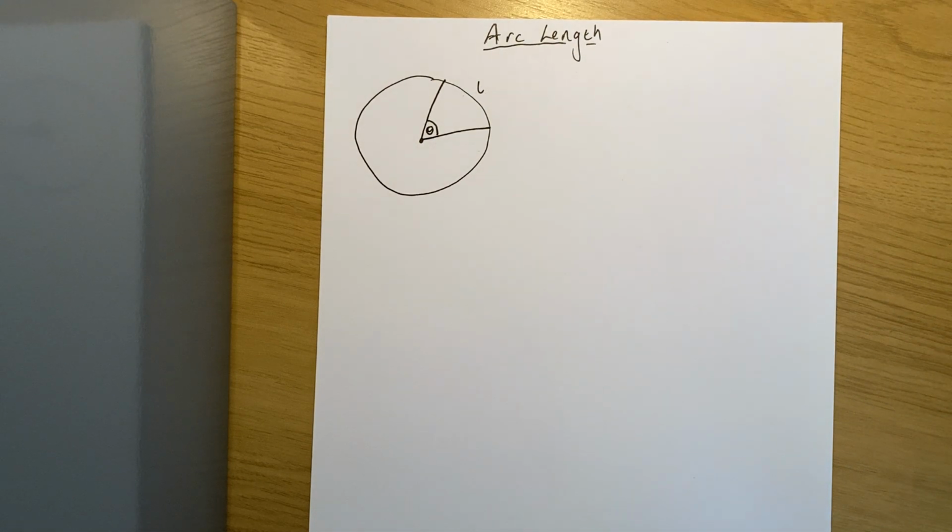So the second part of today's lesson is being able to calculate arc length in radians. You will have done arc length at GCSE higher, so let's have a refresher of how we would do it in GCSE.